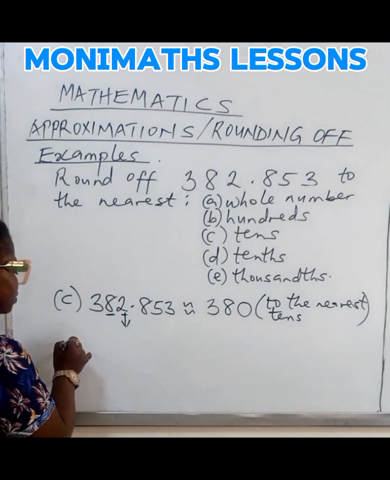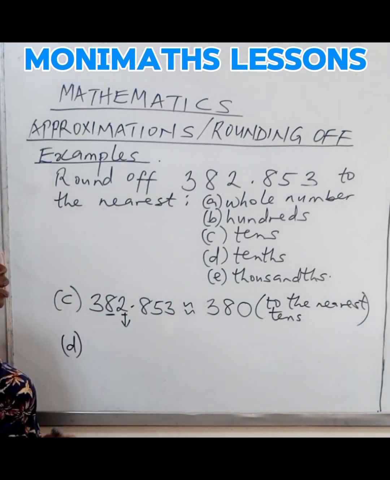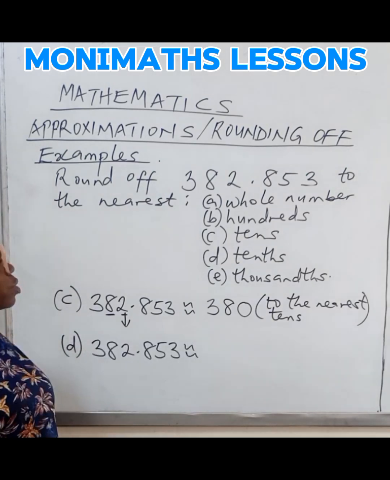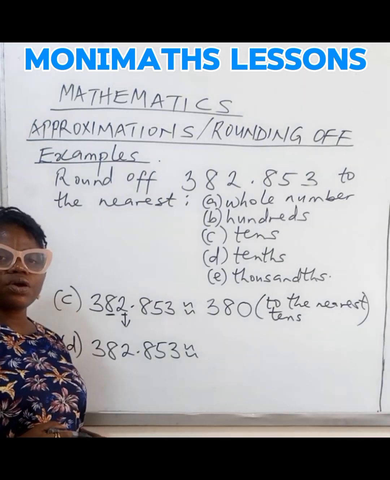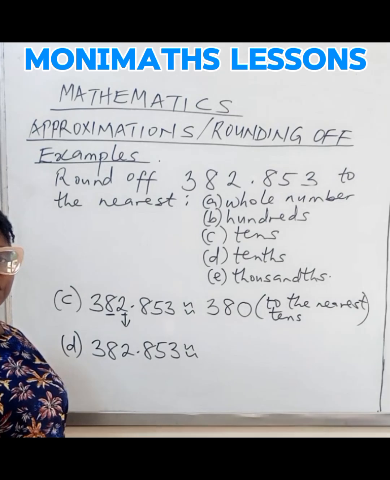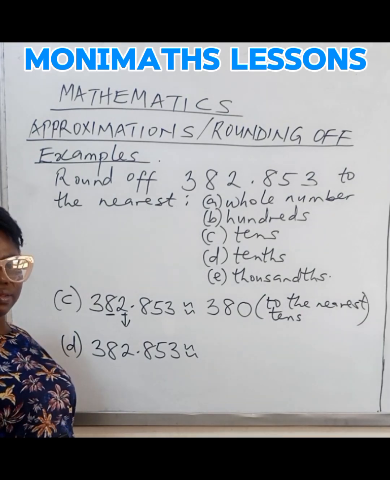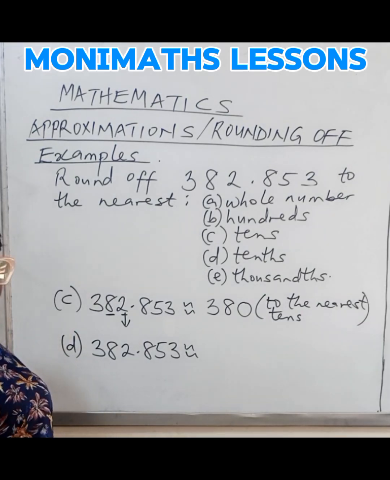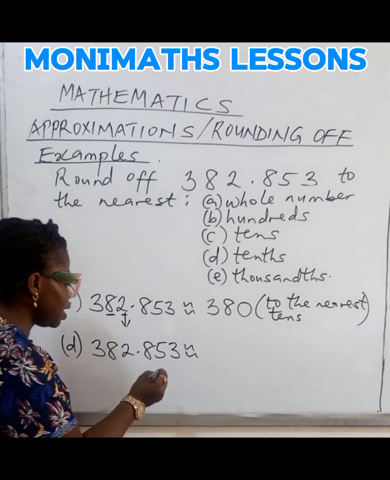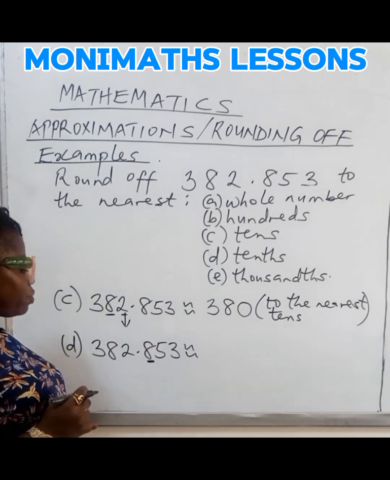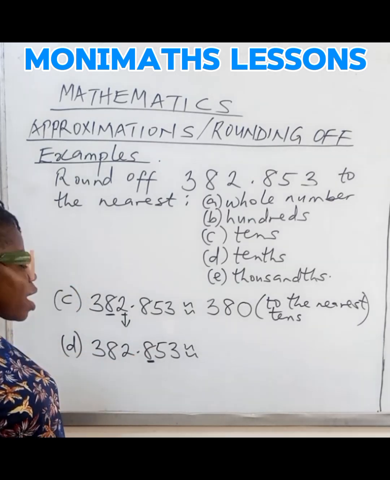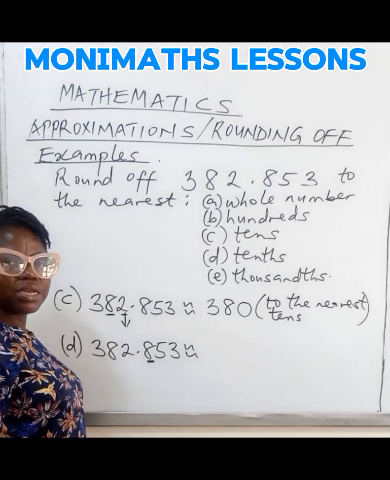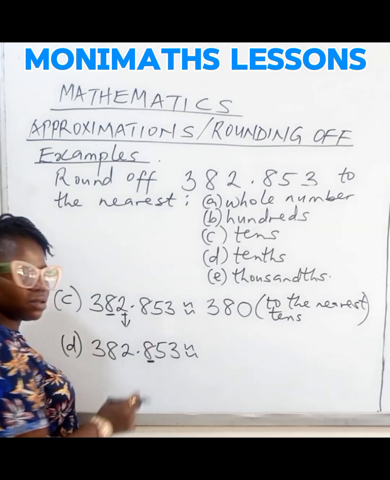Let us look at the fourth part of that example. We want to round off 382.853 to the nearest tenth. The digit in the tenth place value is 8. Before we round it off, we will have to consider the digit immediately after it, which is 5.